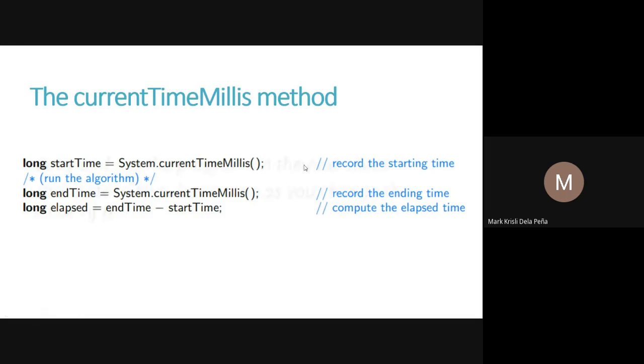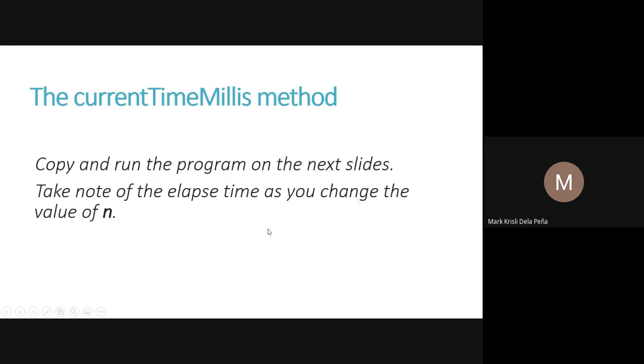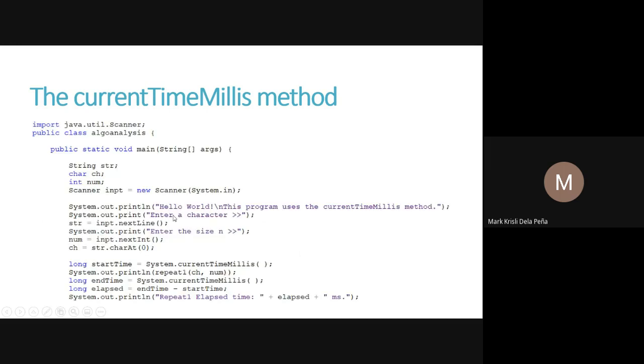Now, we have a code on the next slide to get the elapsed time based on the value of n. In this code, we will be entering the value of n. Here is part of the code, so kindly copy it. You have to import java.util.Scanner since we will be getting an input from the user. Then the class name will be this one. You can create your own class name, and you already know how to do that.